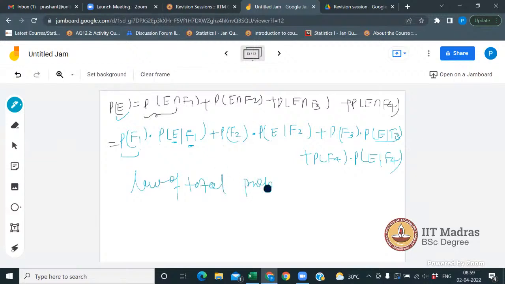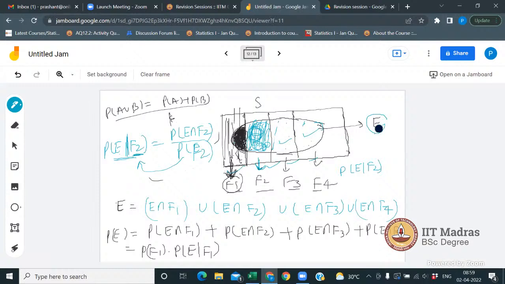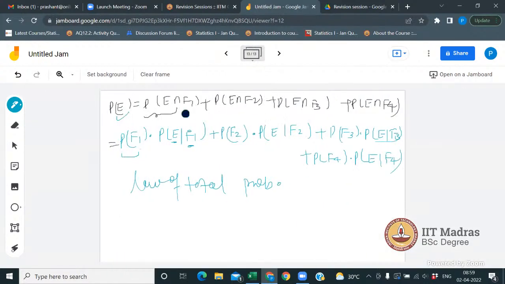Sir, here E has not already occurred, right? No, it has not. So you have to find the probability of occurring E. See, what will be the cases? Suppose I have to find the probability of E, it means E can occur in F1, or E can occur in F2, or E can occur in F3, or E can occur in F4. So you have to consider all the cases. Or you can simply interpret it like this: for E to occur, the first thing has occurred, and you have to find the probability of the first thing.